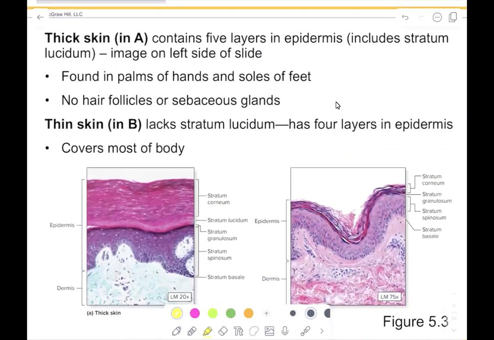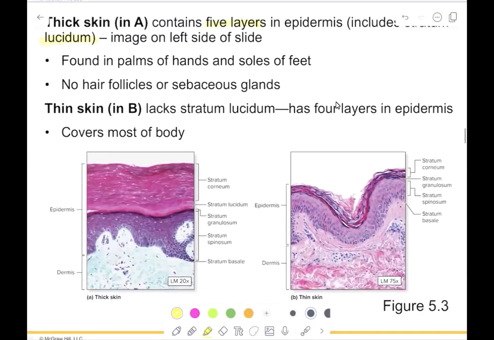Thick skin contains 5 layers of epidermis, includes the stratum lucidum, and it is the image on the left-hand side of your slide. So we can see the corneum, lucidum, granulosum, spinosum, and the basale. It has no hair follicles or sebaceous glands. Remember, the sebaceous glands are the oil glands, not the sweat glands. There certainly are sweat glands on the palms of the hands and the soles of the feet. Thin skin lacks the stratum lucidum and only has 4 layers in the epidermis, and we can see that on the right side of your slide.